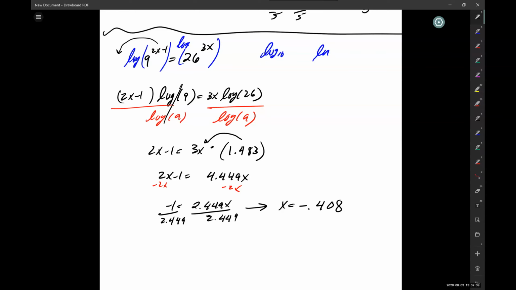Questions on that, anybody? All right, then. So those are the exponent equations.